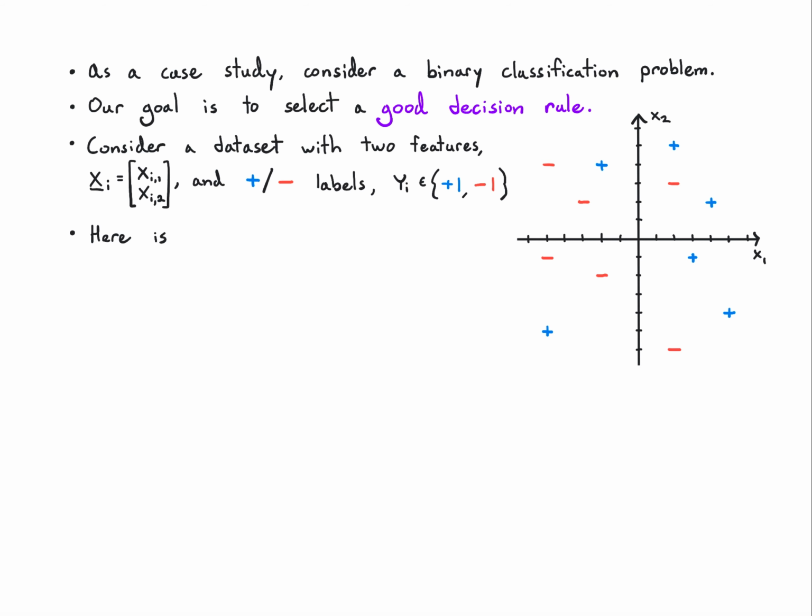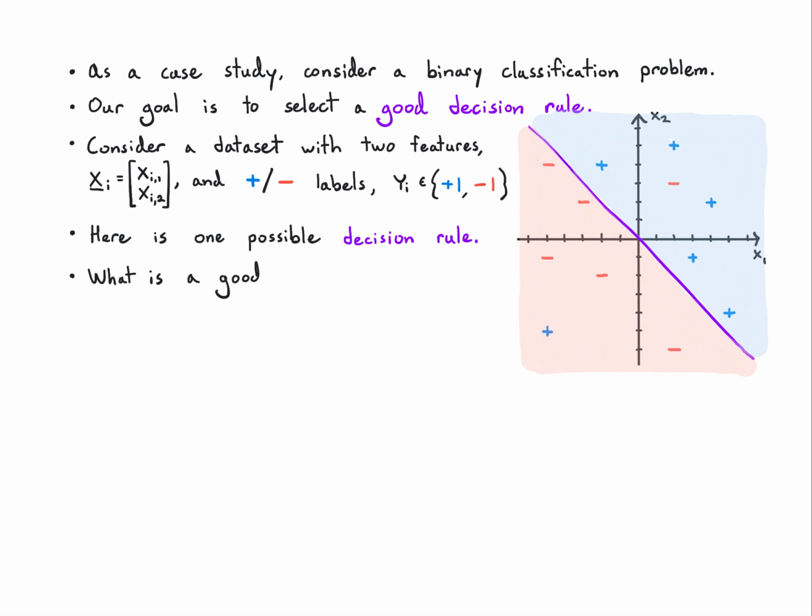And here's one possible decision rule. We're not trying to do anything formal here. I'm just drawing some line, and I'm going to say that on one part of the line, the blue part, so above the line, I'm going to decide plus, and below the line in this red part, I'm going to decide minus, okay? How can I actually measure my performance? So what is a good performance measure?